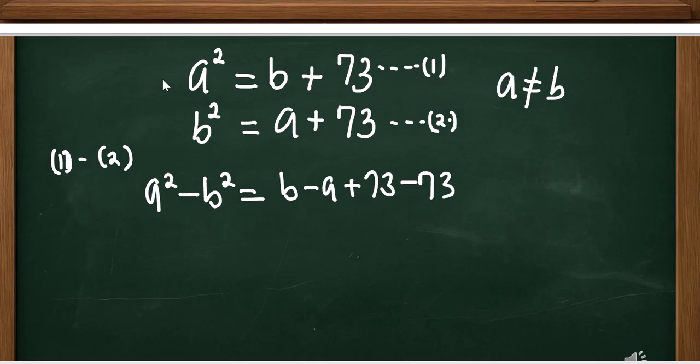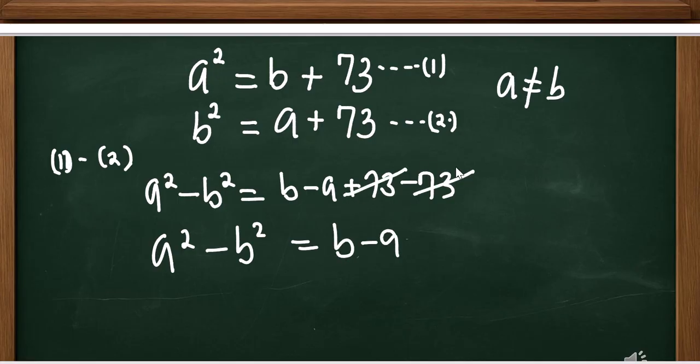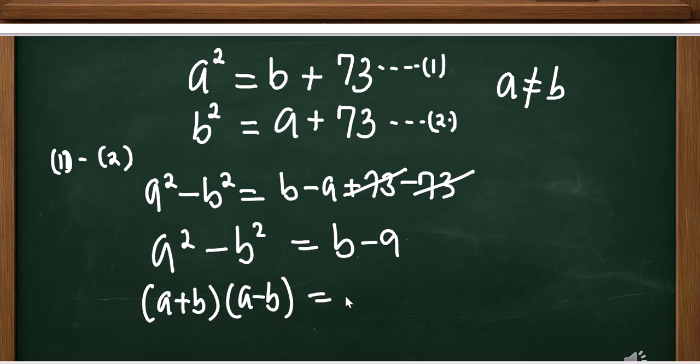So what I did was to subtract column-wise. Okay, so here I'm going to have a squared minus b squared equals b minus a. Why? Because 73 minus 73 is going to be 0. Now, looking at the left-hand side here, I can use the difference of two squares. And using the difference of two squares, I'm going to have (a plus b)(a minus b). Okay? And the one on the right-hand side, you can factor out the negative sign. And here I'm going to have a minus b, which looks more interesting.